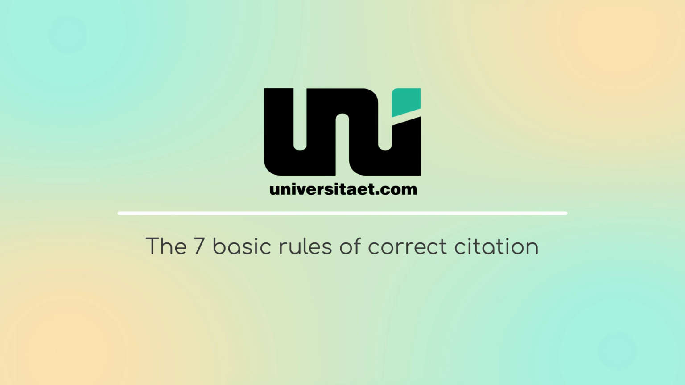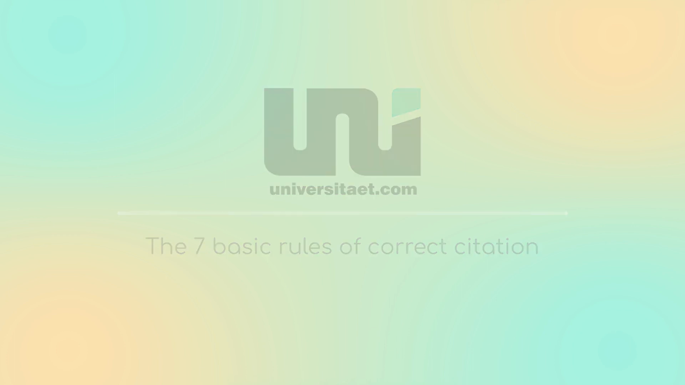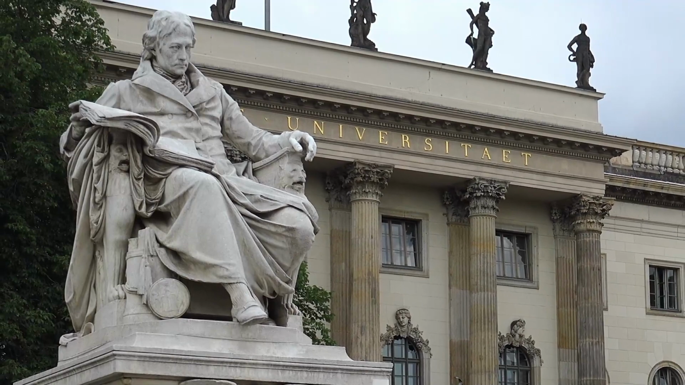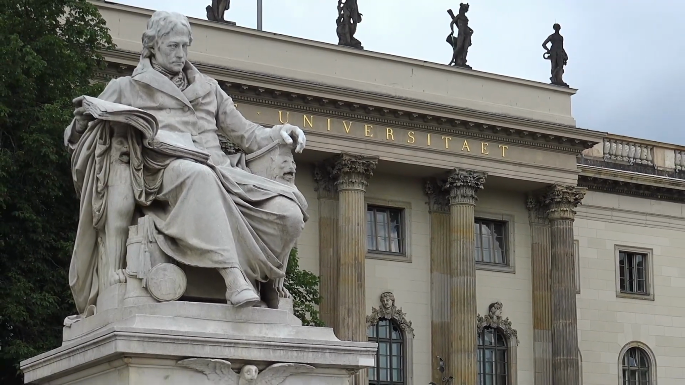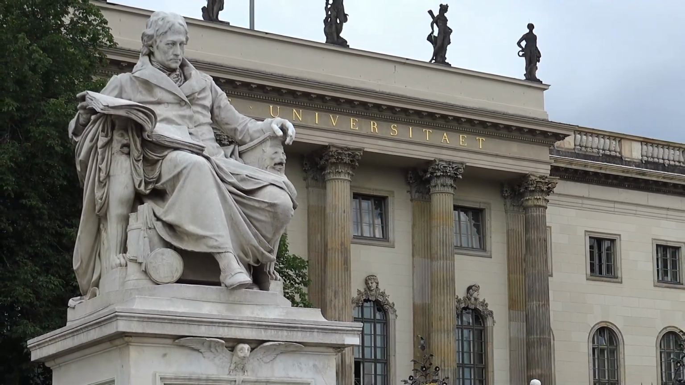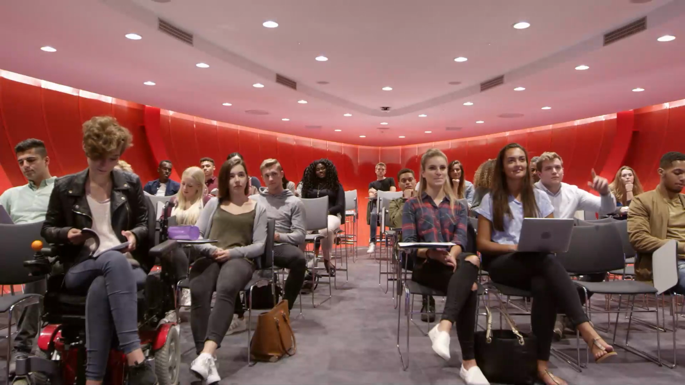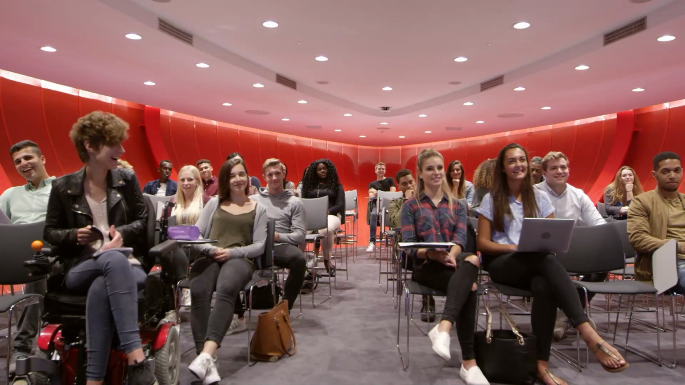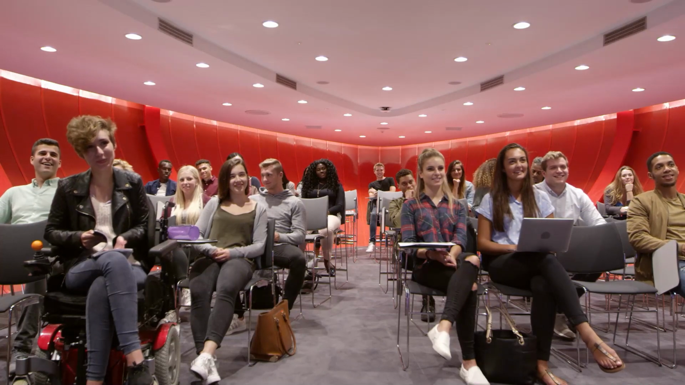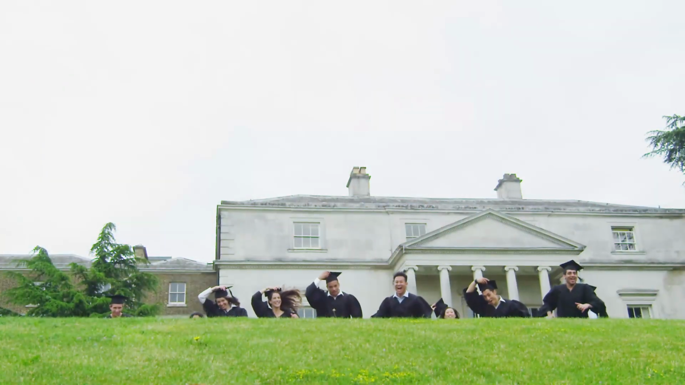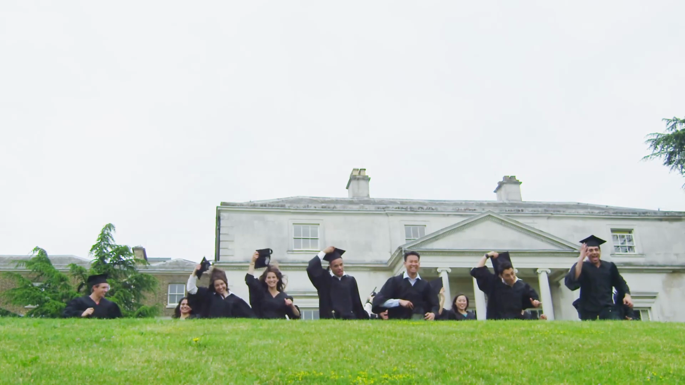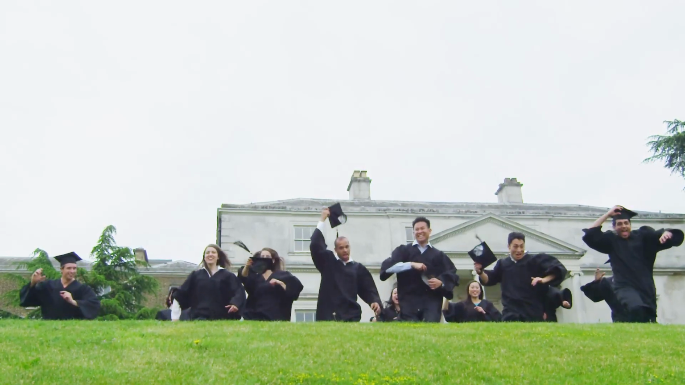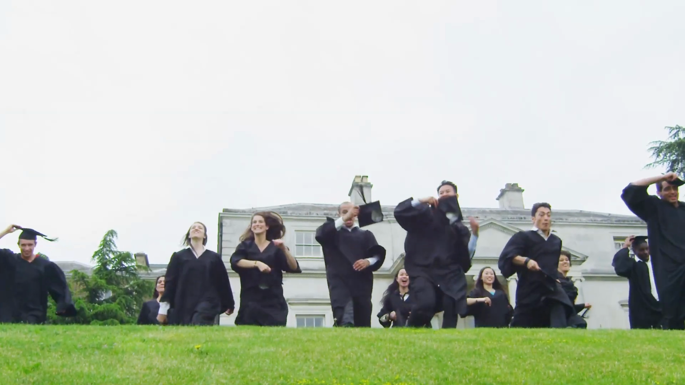Proper citation is an essential part of academic writing. If you adopt other people's ideas, you have to mark this properly. This way, you not only create transparency and traceability, you also protect yourself from the devastating consequences of plagiarism. Before you write your first academic texts, you should therefore be familiar with the relevant citation rules. This tutorial gives you a compact overview of the basic rules of scientific citation.